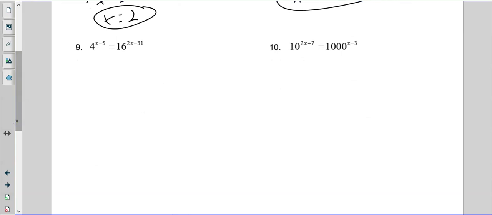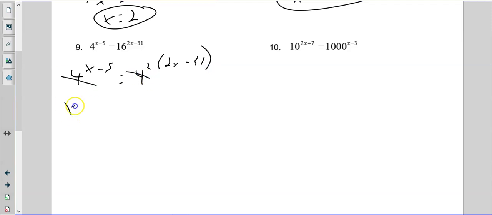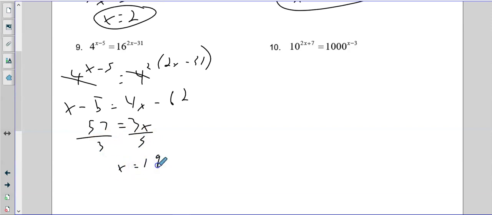Okay. I could use 2, but I'm going to use 4 because it's easier. Because this just stays x minus 5, less work here. And this is 4 squared, 2x minus 31. Okay, so I end up with x minus 5 equals 4x minus 62. I'm going to subtract x and get 3x. I'm going to add 62 and get 57. And then when I divide by 3, I will get 19.